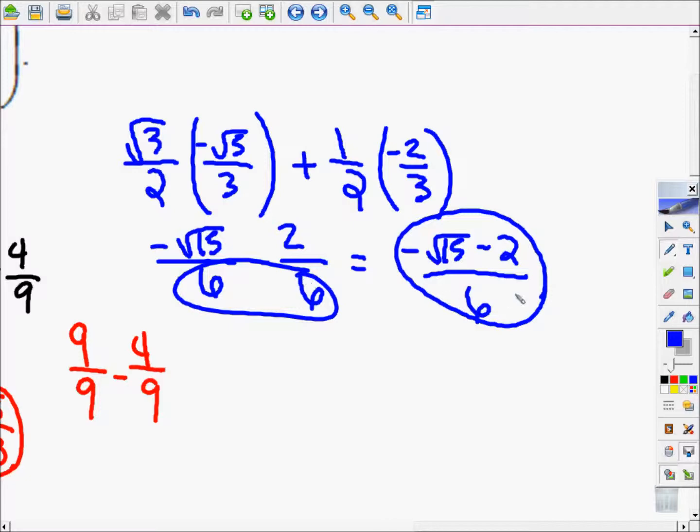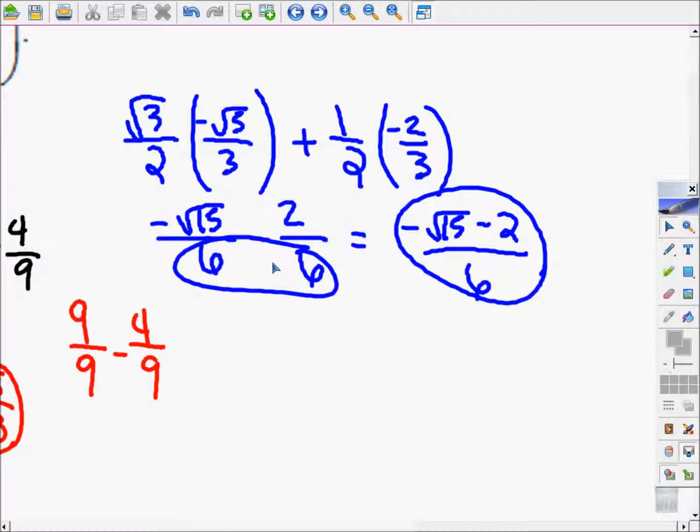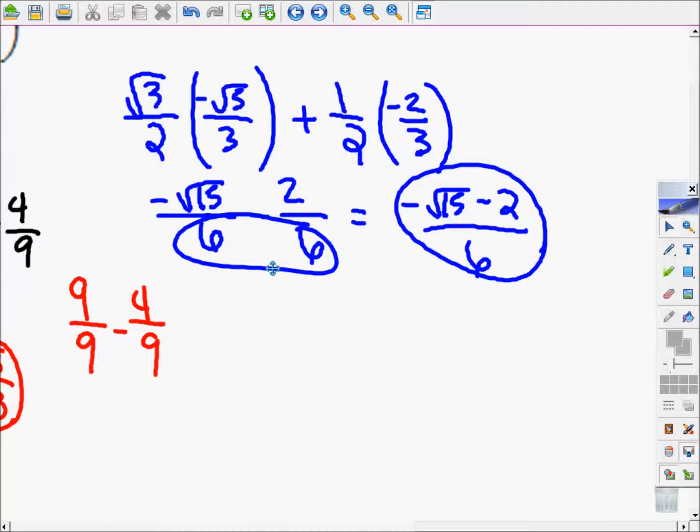It was added to each other. How do you make it negative? Because what's 1 times negative 2? Negative 2. Okay. So I turn my positive into a negative.